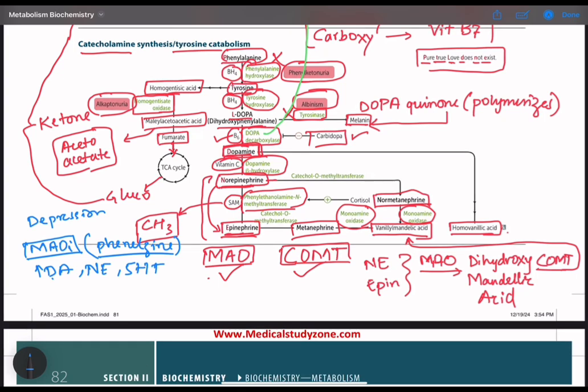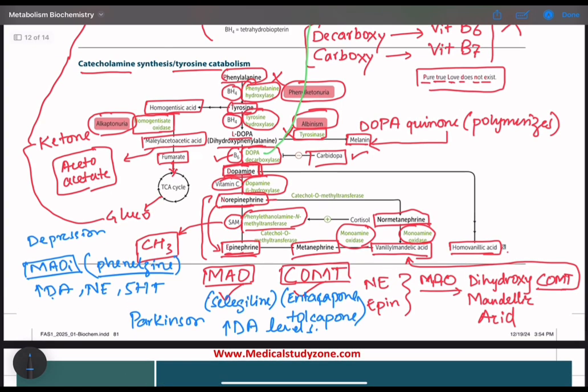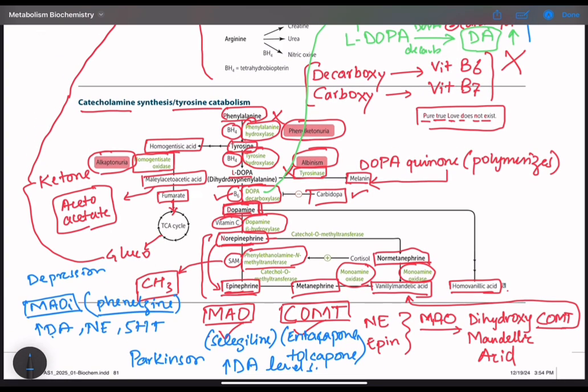Similarly, we also give COMT inhibitors as well as monoamine oxidase inhibitors in Parkinson's. In Parkinson's, we give COMT inhibitors like entacapone and tolcapone, and monoamine oxidase inhibitors like selegiline. The function of these drugs is to increase the dopamine levels. So this was all about catecholamine synthesis and tyrosine catabolism.